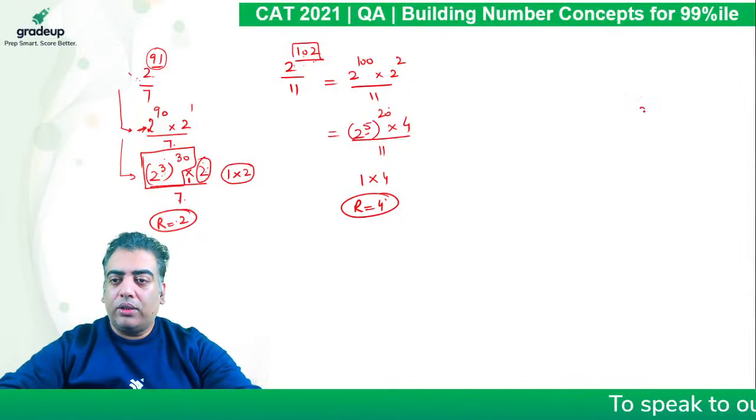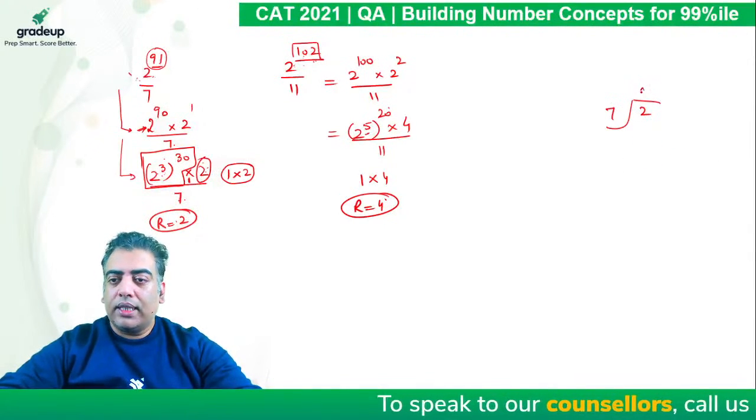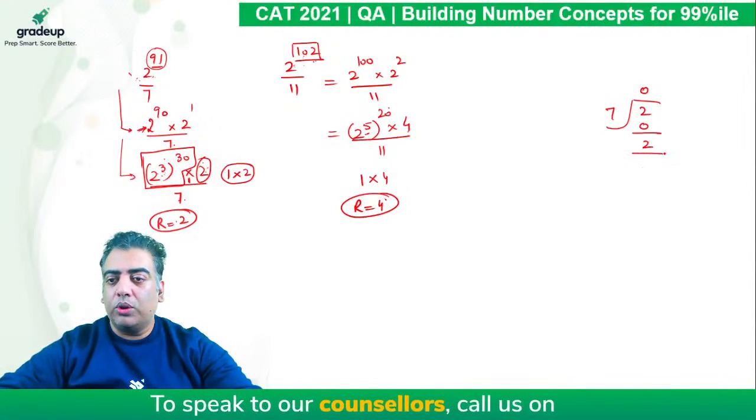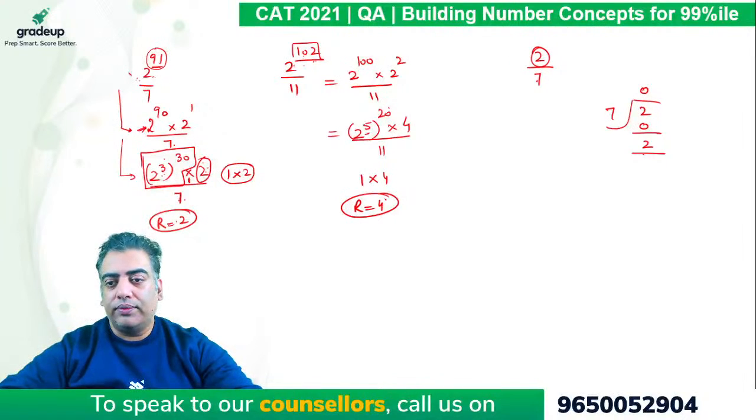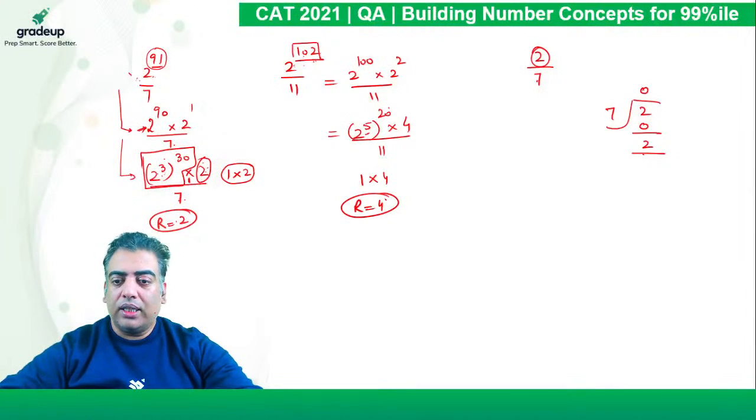Satyami, when you divide 2 by 7, 7 zeros are 0, remainder comes out to be 2. Right? In other words, if you divide a number which is less than the divisor, the remainder is the number itself. Is it done, Satyami?